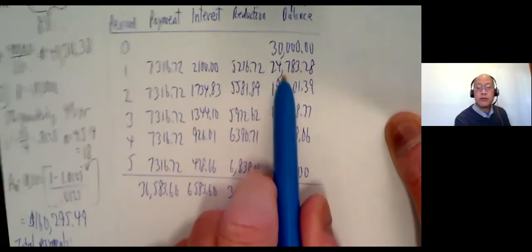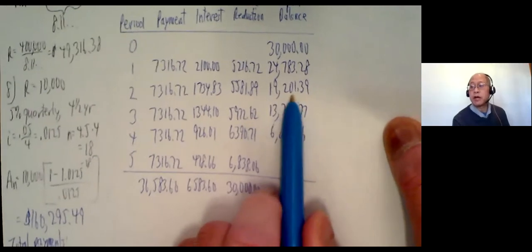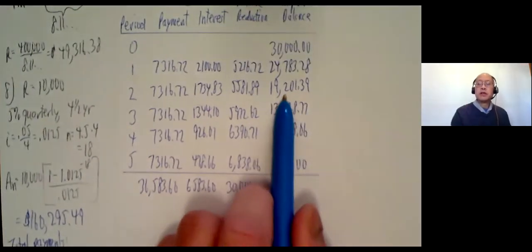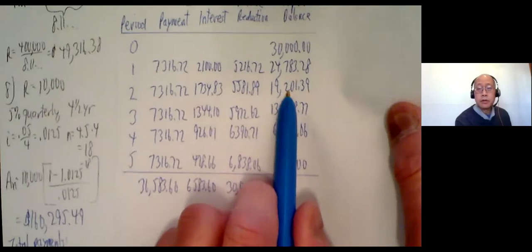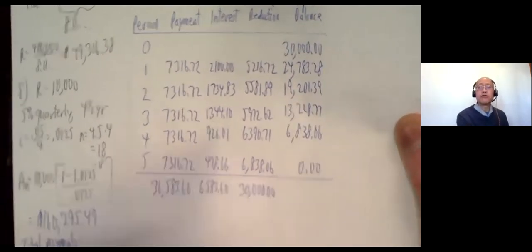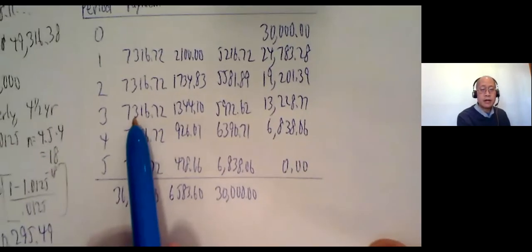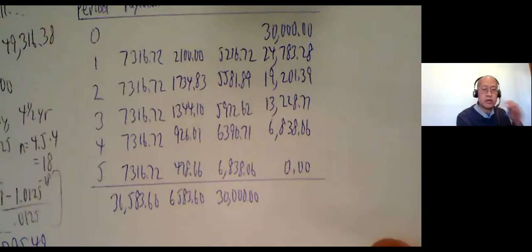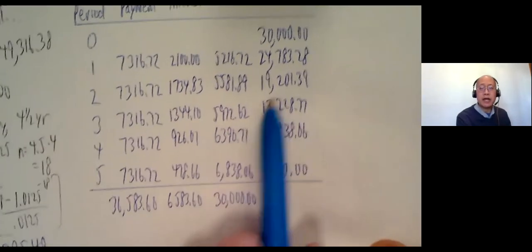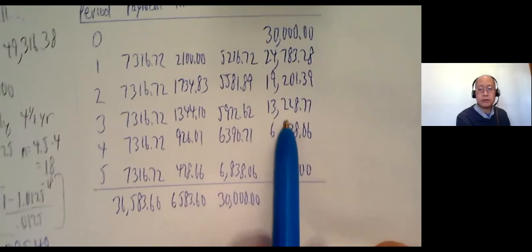So now 24,000 minus 5,5... 19,201.39. Okay, do the same thing. We already have that. Take 7% of this. The interest rate is 7% in this case. 7% of 19,000 whatever is 1344.10. Subtract that, minus that is 5972.62. That's the amount I get to subtract off of the balance, 13,228.77.